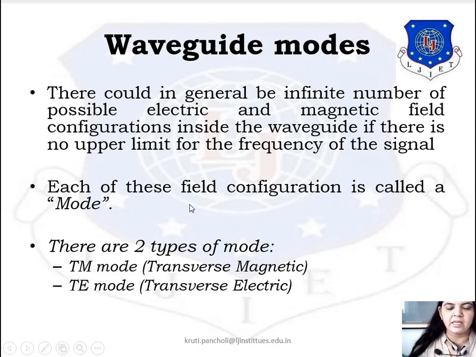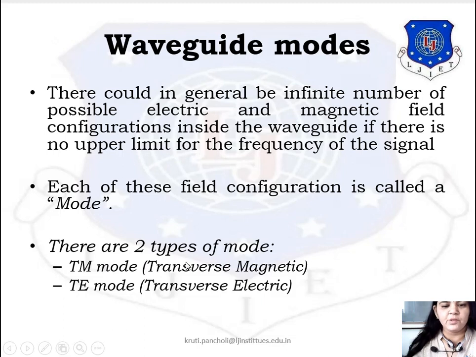Waveguide modes. Again, this is our chapter number 2, the waveguide modes. There could in general be an infinite number of possible electric and magnetic field configurations inside the waveguide if there is no upper limit for the frequency of the signal. Now this field configuration is known as the mode.